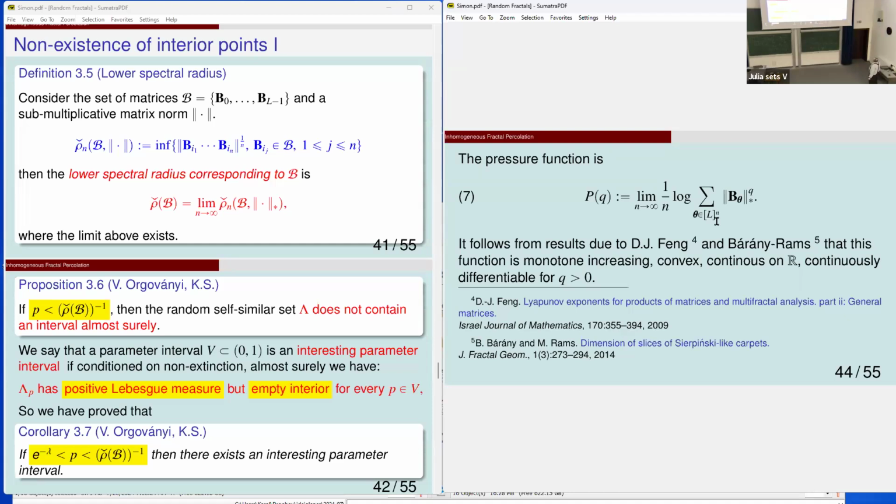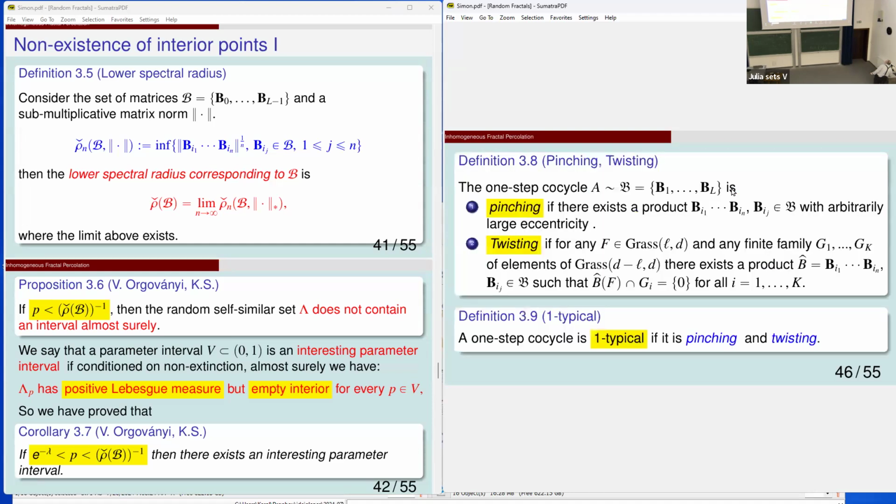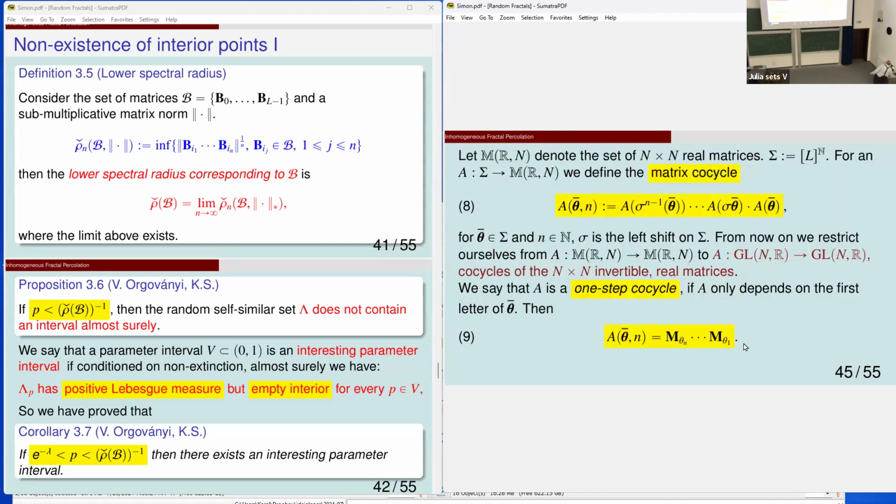But in order to do that, we need the definition of the topological pressure. So what we do is take this n-fold product, raise it to a power q, and then take the exponential logarithmic rate of this sum. This is the pressure function. I believe most of you know the pressure function, and I have only 6 minutes. Now I just need to say, in the 6 minutes, very few words about matrix cocycles. Sorry, I'm going to be very, very fast.